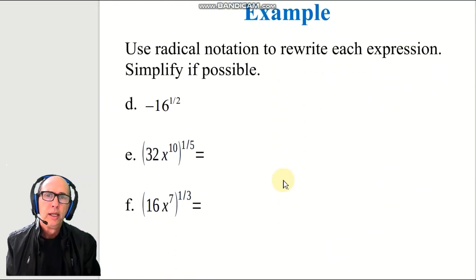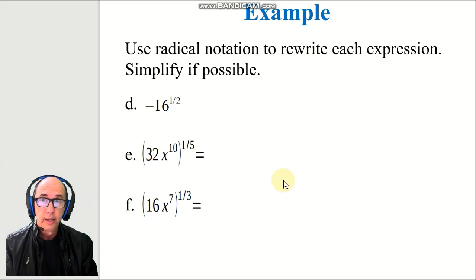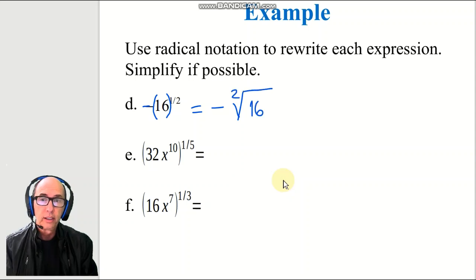More examples. Let's say we have negative 16 to the power of 1 over 2. Look, we don't have parentheses here. That means only 16, only the number 16, not the sign, is raised to the power 1 over 2. So the negative is not to the power 1 over 2, only 16. Index 2, that's the square root of 16, and we know that the square root of 16 is 4, but we have this negative, so negative 4.